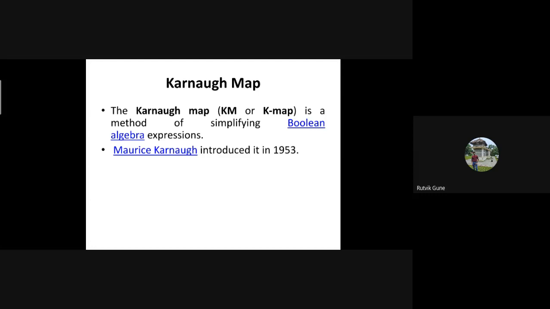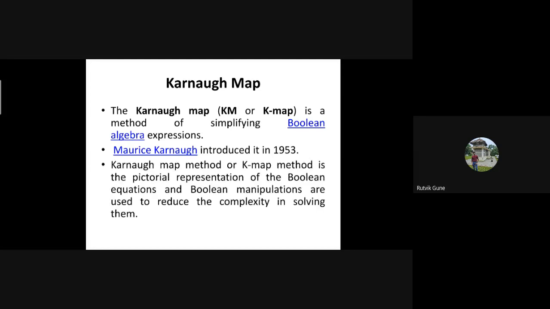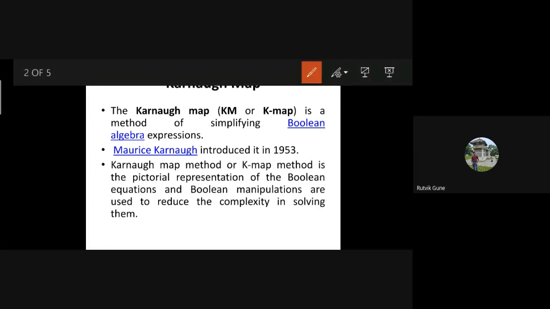This Karnaugh map method, or K-map method, is the pictorial representation of the Boolean equations and Boolean manipulations, right? These are used to reduce the complexity in solving them. It means, see, Boolean expressions in earlier numericals we have solved using Boolean laws and theorems.